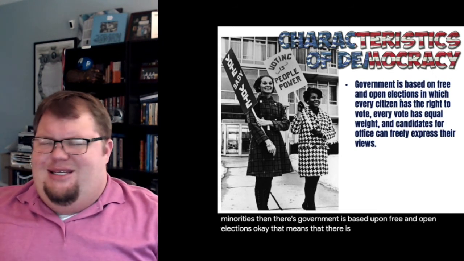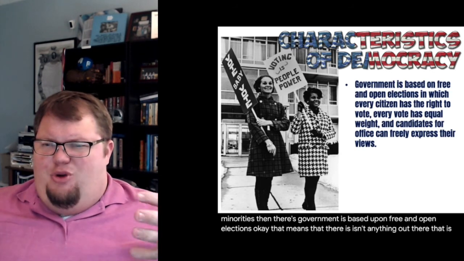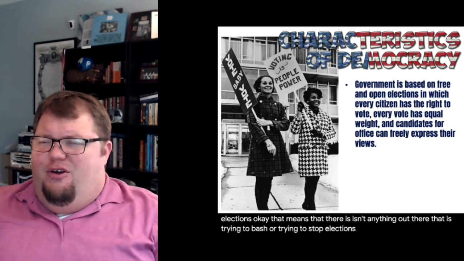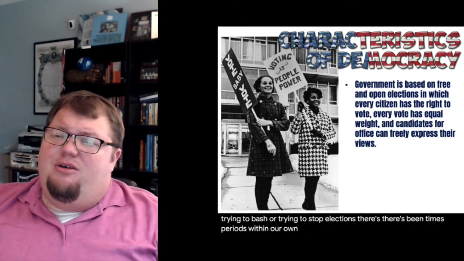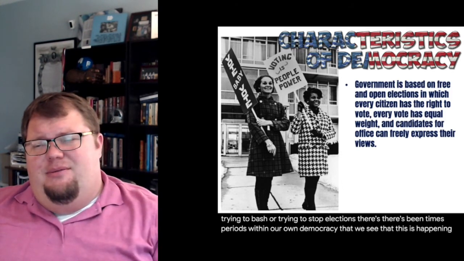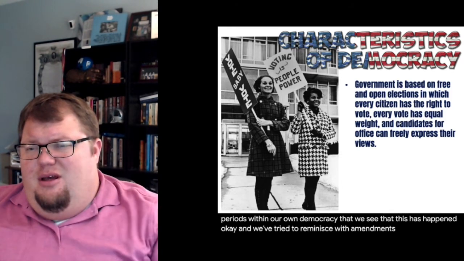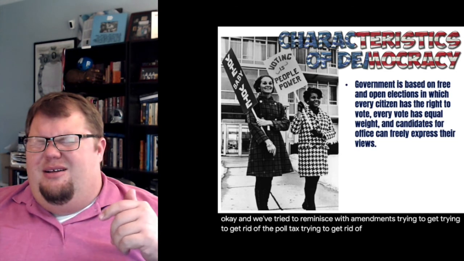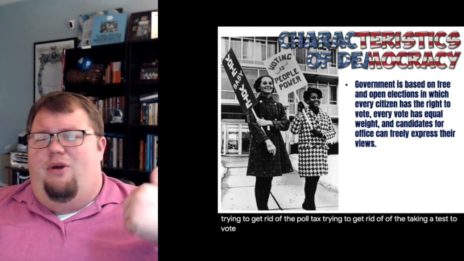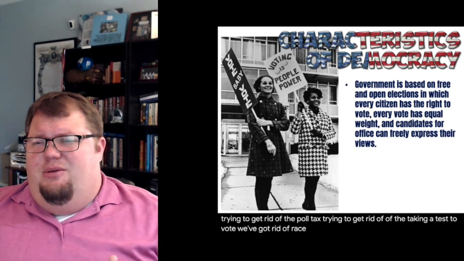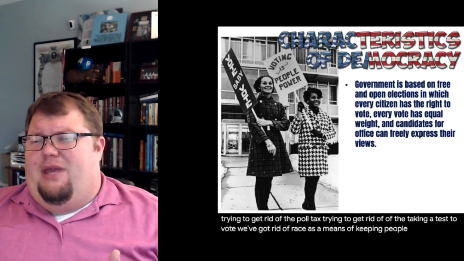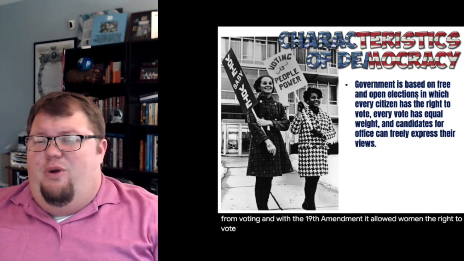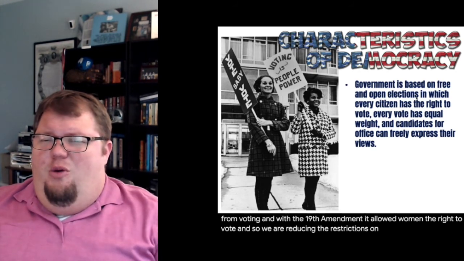Okay, that means that there isn't anything out there that is trying to stop elections. There have been periods within our own democracy where this has happened, and we've tried to remedy this with amendments: trying to get rid of the poll tax, trying to get rid of taking a test to vote. We got rid of race as a means of keeping people from voting, and the 19th Amendment allowed women the right to vote. And so we are reducing the restrictions on open elections in America.